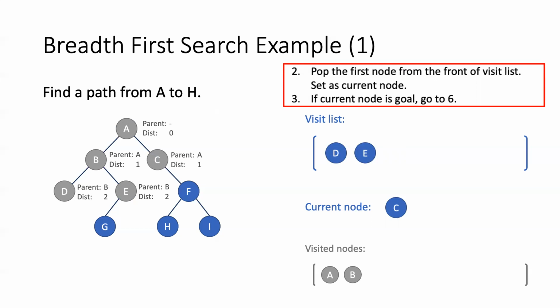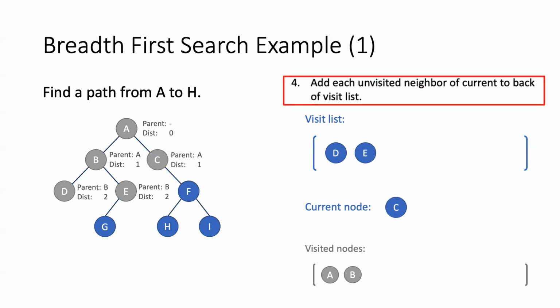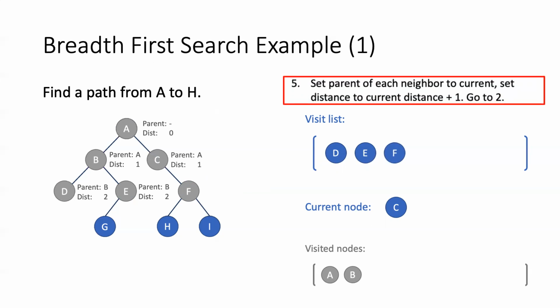For element C, we'll add each of its unvisited neighbors to the back of the visit list. That means node F will go to the back of the visit list, and we'll update that element to now have node C as its routing parent, its routing via point, and it'll have distance 2 because it's now 2 hops away from the start. Okay. Any questions at this point?